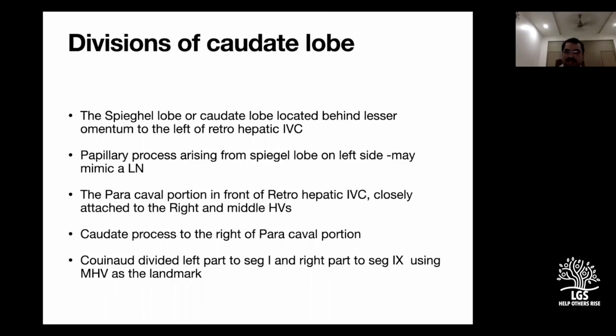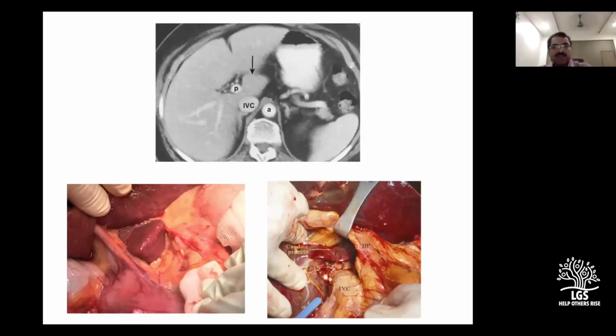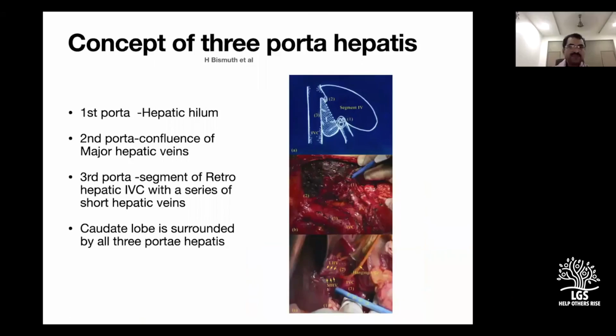Sometimes you may see a papillary process arising from the caudate lobe proper or the Spigelian lobe, and that may mimic a lymph node. The paracaval portion is actually situated in front of the retrohepatic IVC, and it is closely attached to the right and middle hepatic vein. So this is the anatomy of caudate lobe. You can see the CT image showing the caudate lobe proper, paracaval portion and the caudate process. The caudate process is actually attached to segment 6 or segment 7. When you lift the liver, you can see the caudate process.